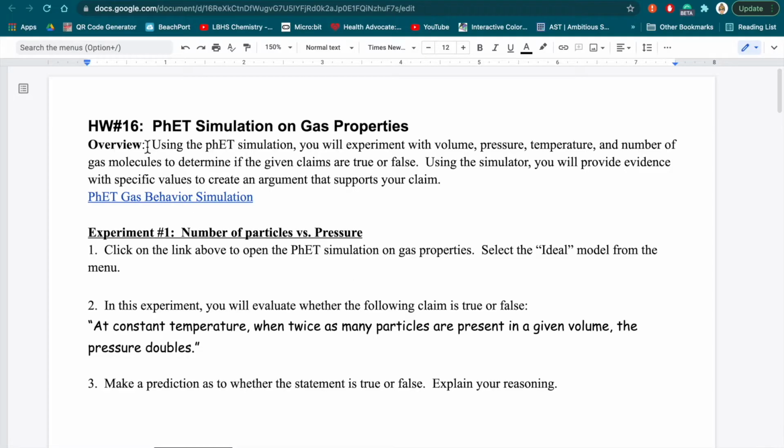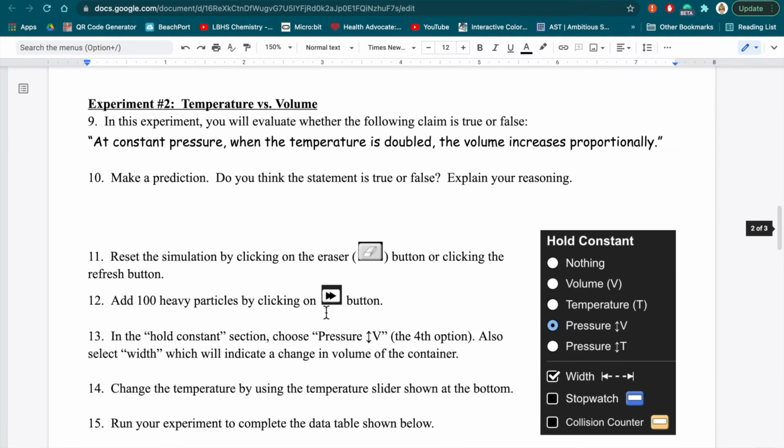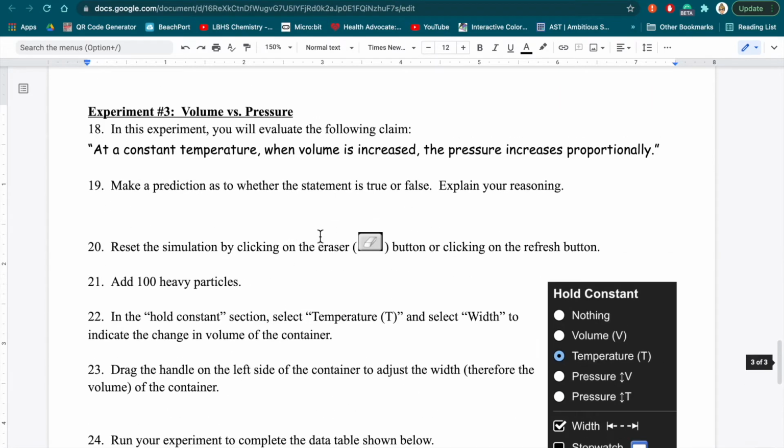For homework this week, you are going to use a PhET simulation to explore the various relationships between variables in gases. There are 3 experiments for you to complete. Experiment number 1 is number of particles versus pressure. Experiment number 2 is temperature versus volume. And experiment number 3 is volume and pressure.